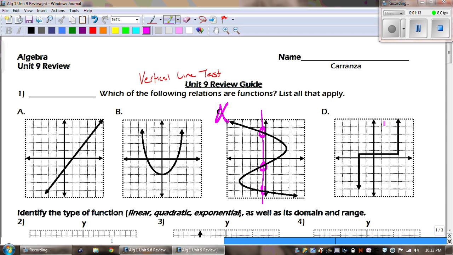So I know for a fact that C is not a function. What about D? Well, it only touches once there, but if I draw it right here, it touches a ton of times. So D is not a function. The only 2 that are functions are A and B.